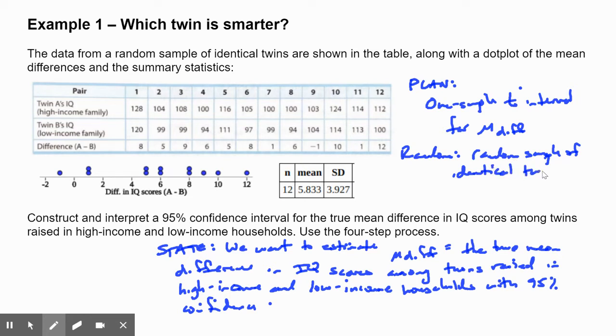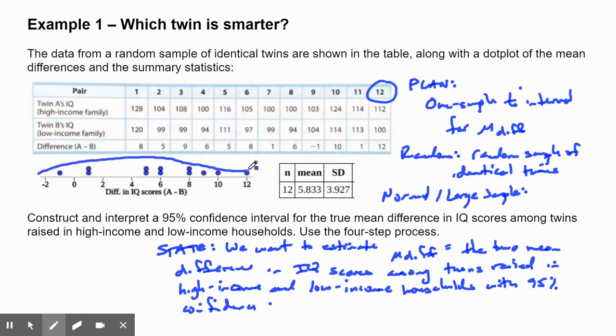So we're good there. So that random condition is met. And now we have to do the normal large sample condition. Again, your sample size is only 12, so that's not at least 30. There's no mention of normal, so we have to look at the dot plot. Again, I know there's more dots to the right. You might consider these outliers over here. They're not too far apart. So again, this shows no strong skewness or outliers.